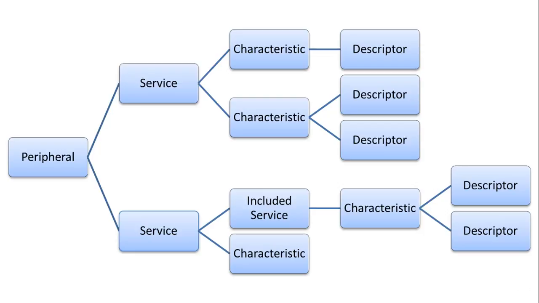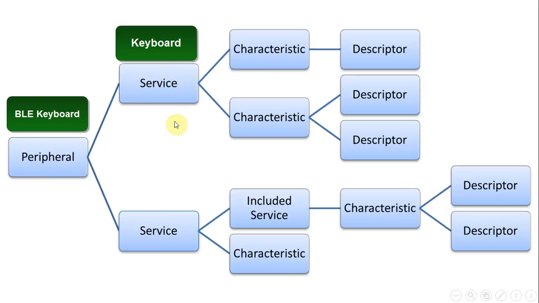If, for example, we want to build a BLE keyboard, so the keyboard has keys, it has a battery, and it could have a temperature sensor, maybe we'll add a mouse. So this is the peripheral, so it's a BLE keyboard. The service is the keyboard itself and the mouse. So we have two services. One is the keyboard and one is the mouse.